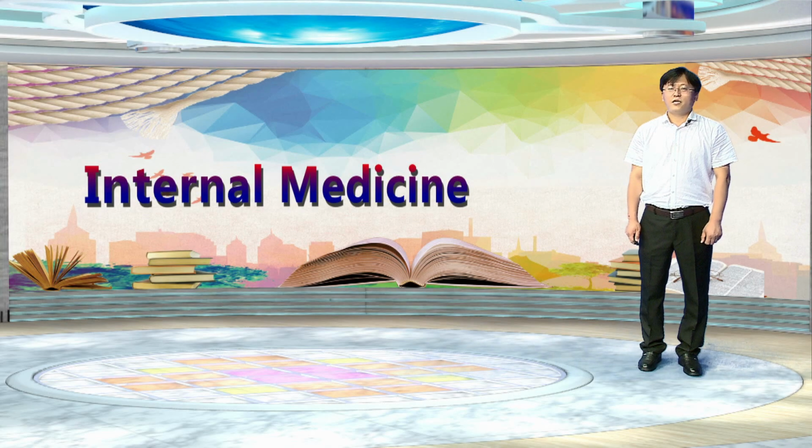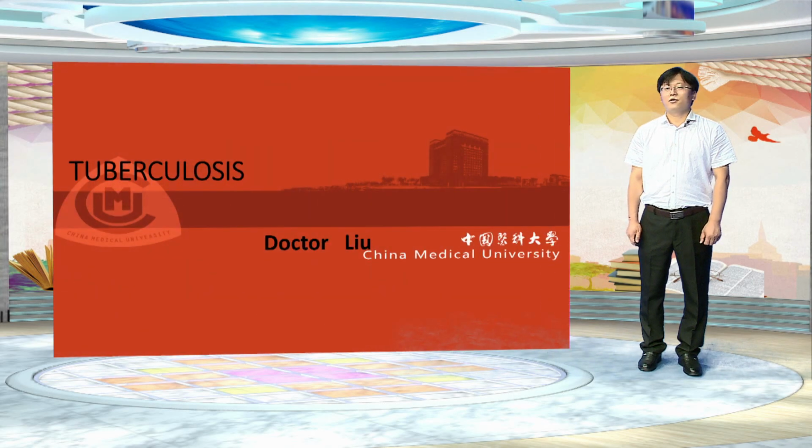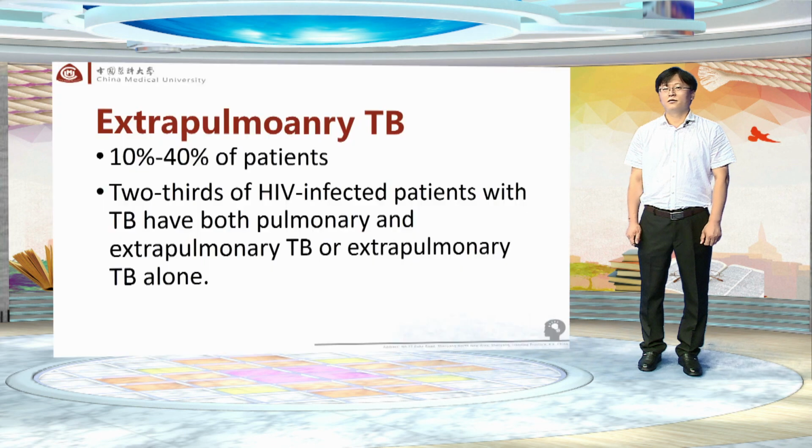Next, let's take a look at extrapulmonary tuberculosis. In 10% to 40% of TB patients, they may have extrapulmonary tuberculosis. 2/3 of HIV-infected patients may have both pulmonary and extrapulmonary tuberculosis, or extrapulmonary tuberculosis alone.